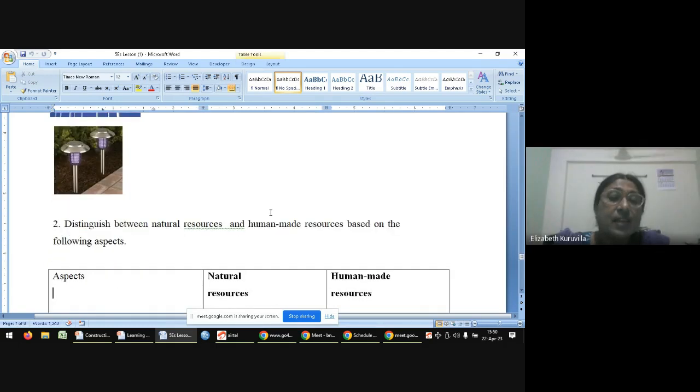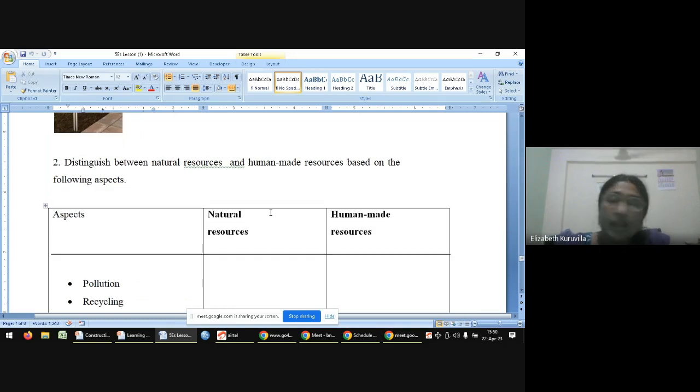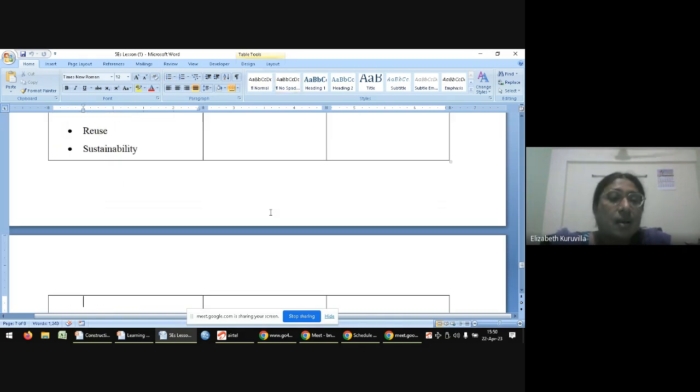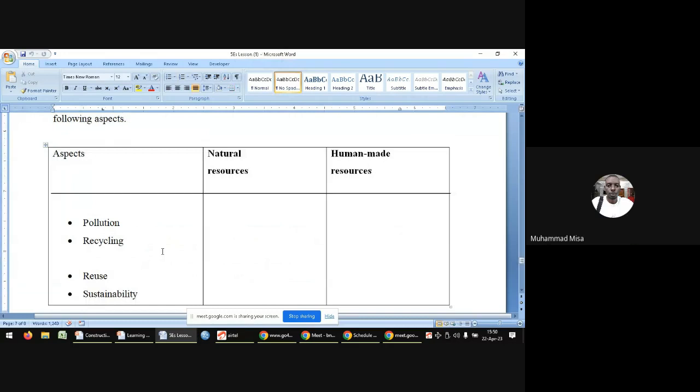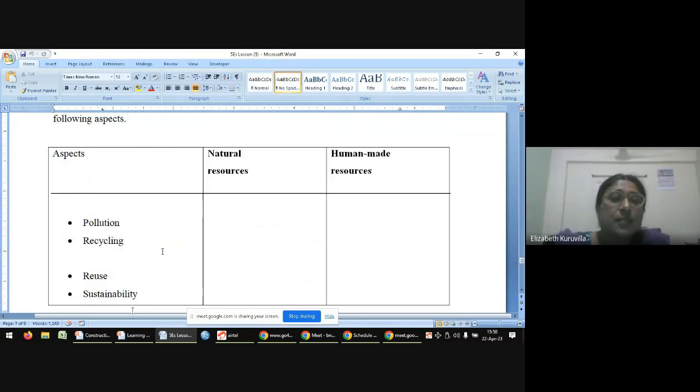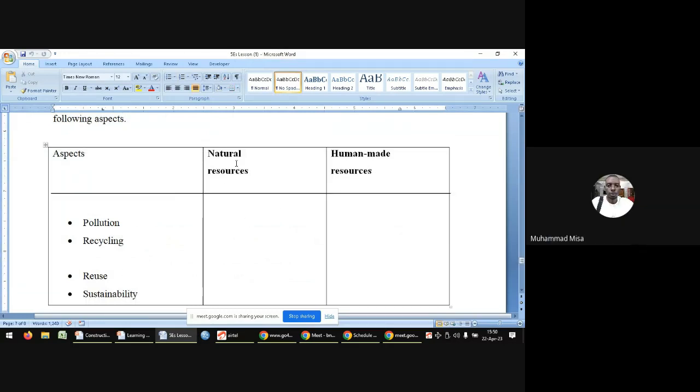The questions are reflective questions, not simply a recalling type. Distinguish between natural resources and human-made resources based on the following aspects. The aspects are pollution, reuse, sustainability. So, based on these aspects, the students have to write natural resources and human-made resources.